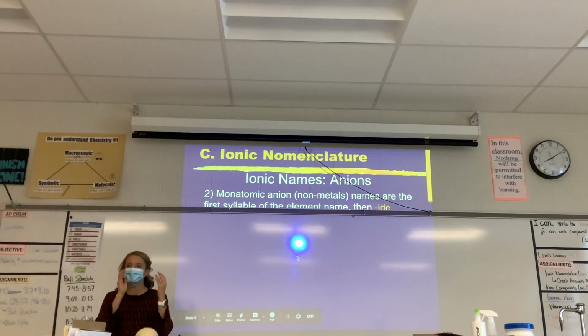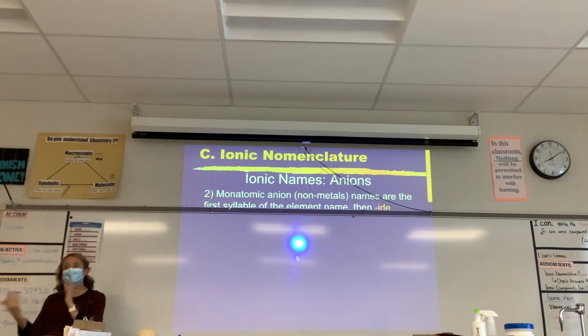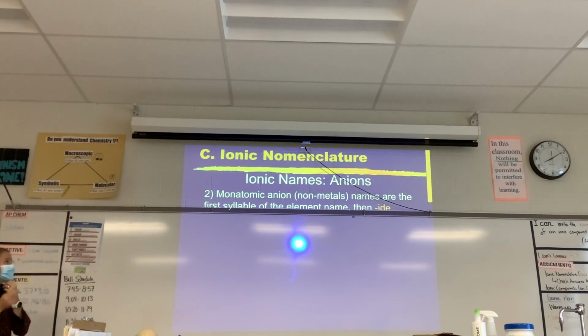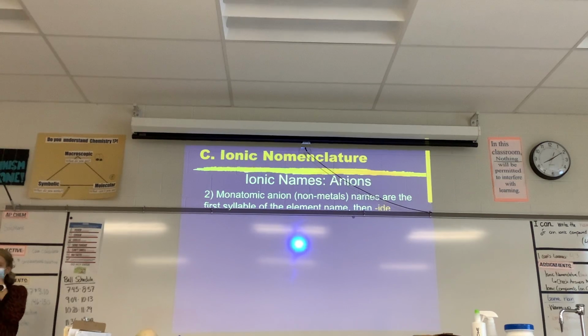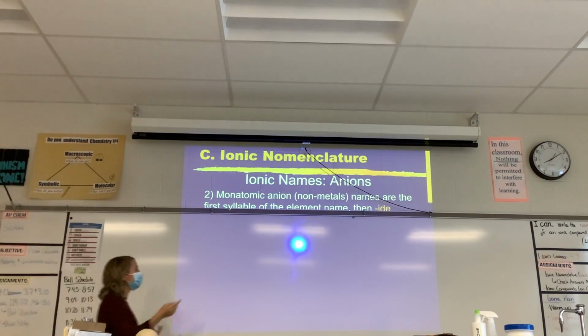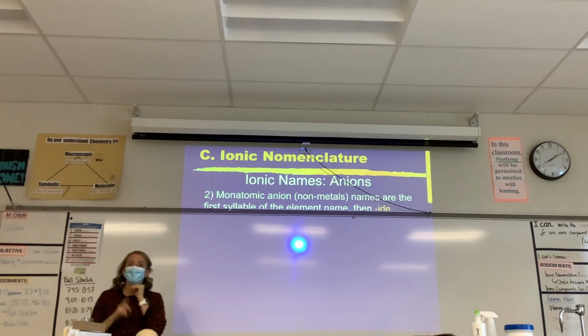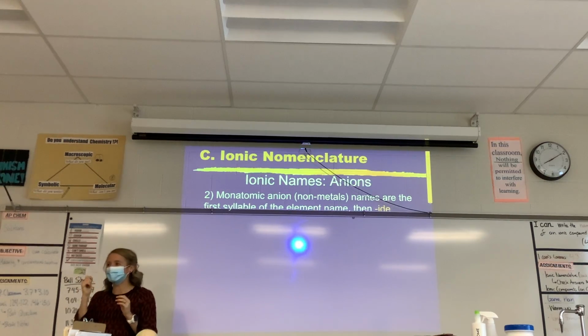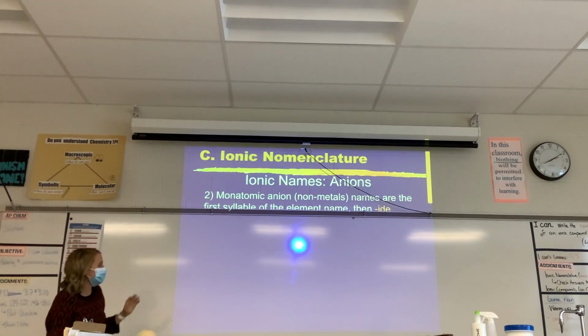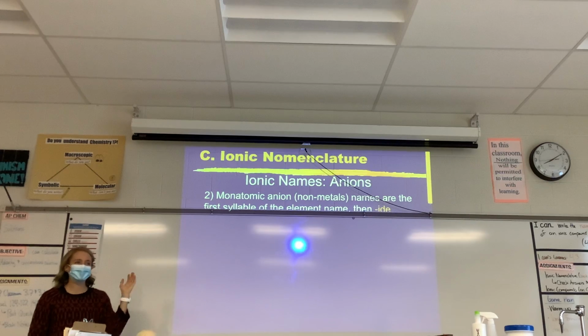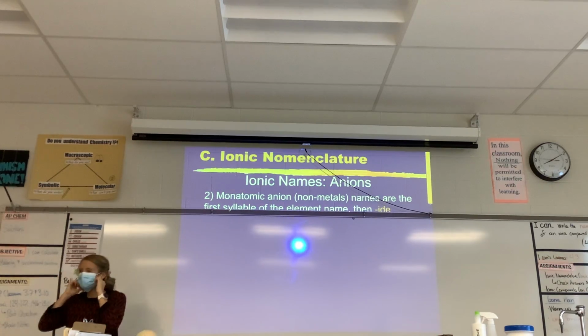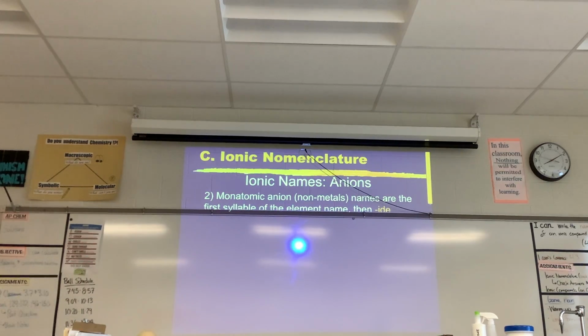Okay, so first thing is the positive one. Second thing is the negative one. Now we have two different types of negative endings. We have things that are just elements, and we talked about how those end in the ending of ide. So if it's just an element, you change the ending to ide. Sometimes it can be tricky to know how to change it, because you have to drop some and add some.